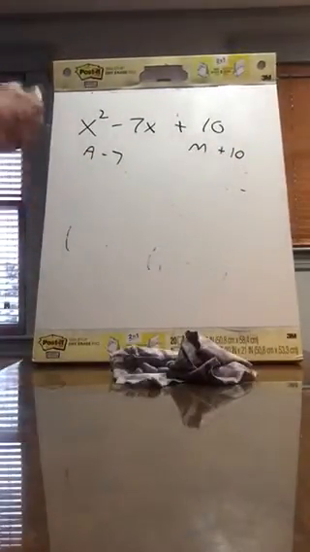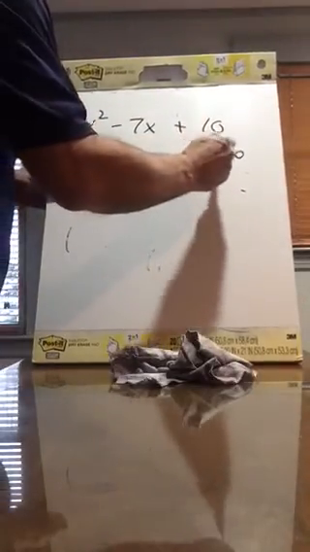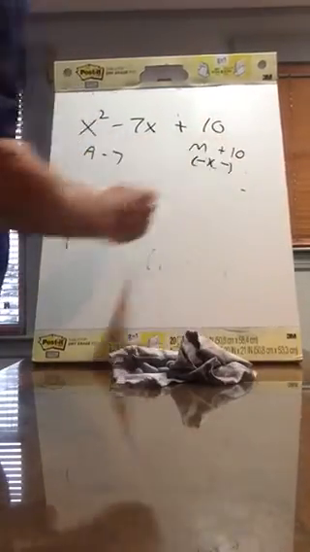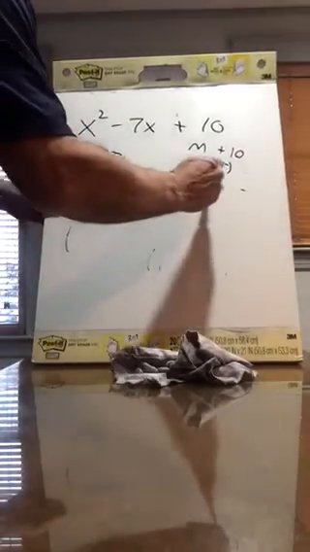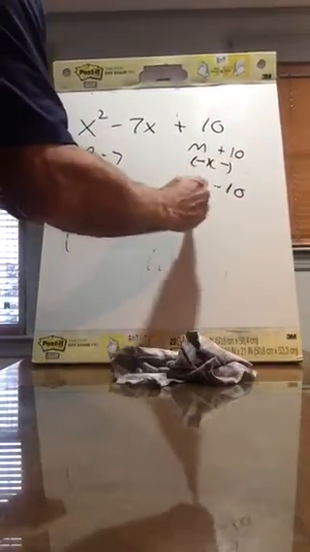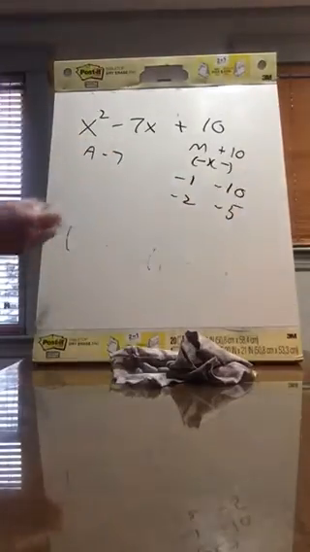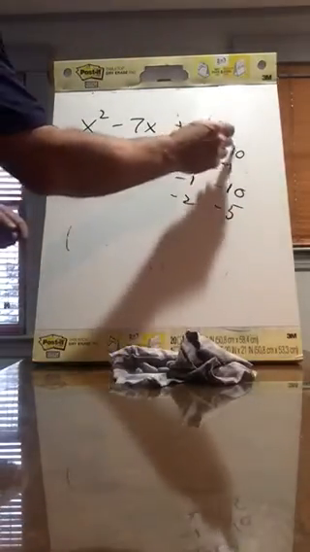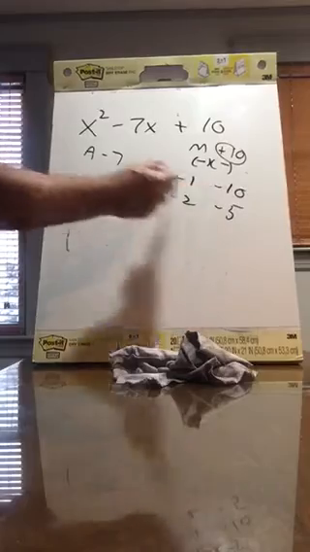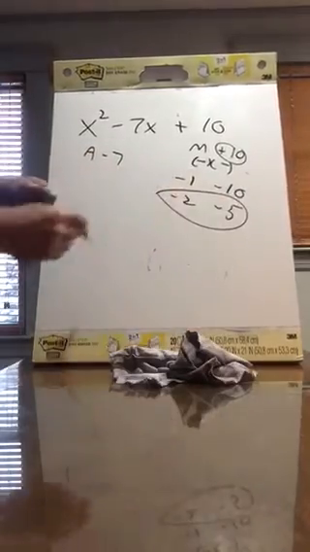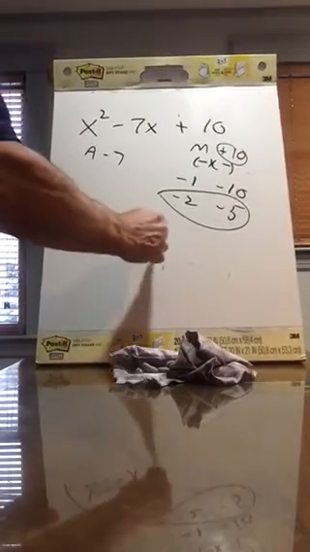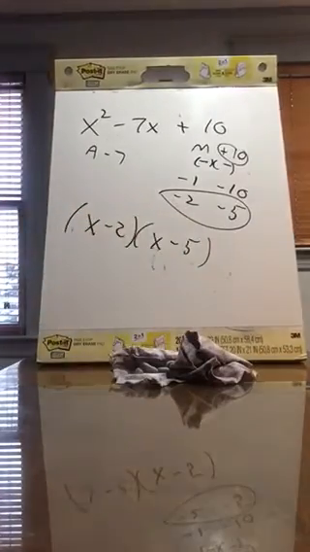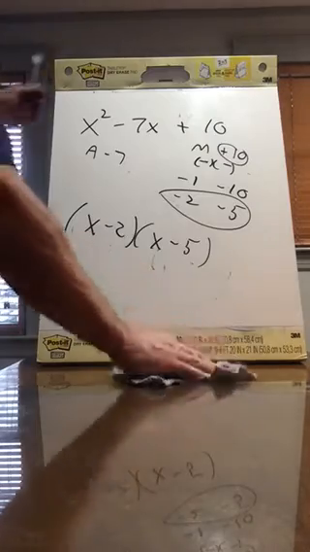Well, how else can we get a positive 10? Multiplying a negative times a negative can make a positive. So in this case, we need a negative 1 times negative 10, or negative 2 times negative 5. Negative times negative makes a positive, and those two negatives add up to a negative. That's the one. Negative 2, negative 7. So it's x minus 2, x minus 5. Yeah, that works. One more.